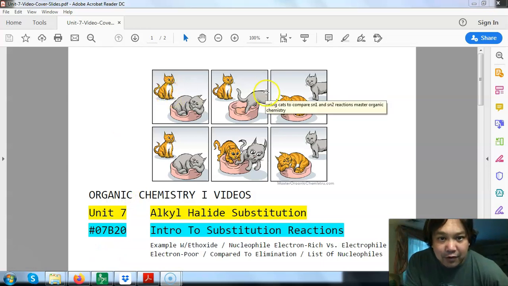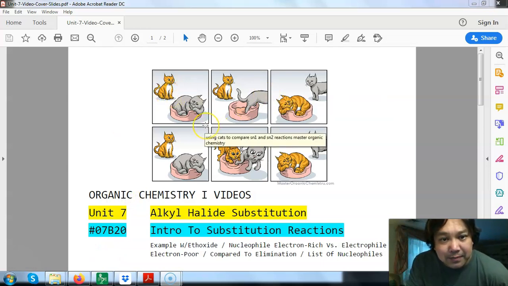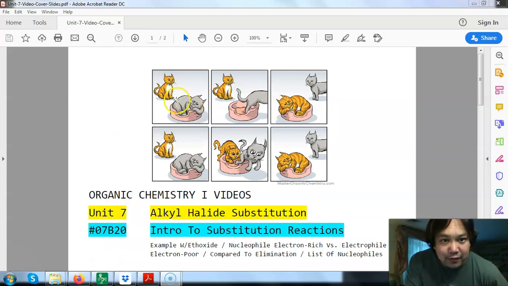This cartoon actually shows that there are two ways to do a substitution reaction. In the first row, it seems like we're substituting the gray cat for the striped orange cat, but in this situation the gray cat leaves on its own and then the striped orange cat takes its place. But look at the second row. In the second row we have a very aggressive orange cat, and that atom or molecule is forcing out the gray cat. We could call the gray cat the leaving group.